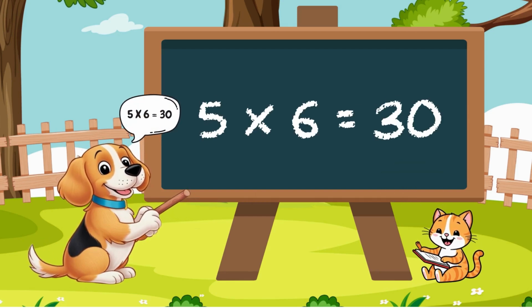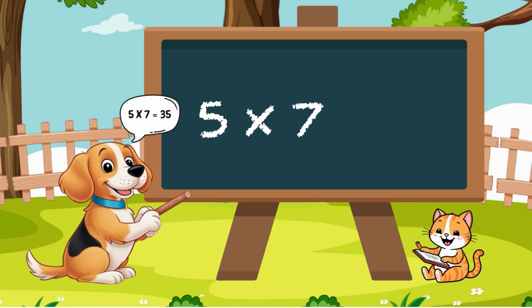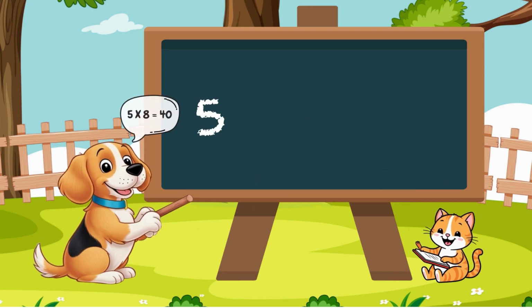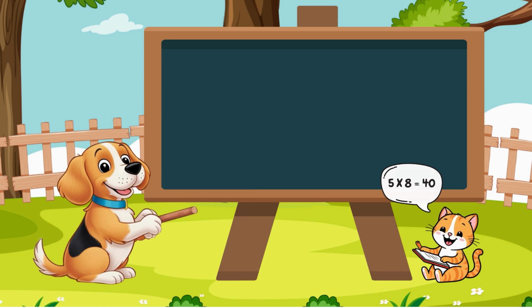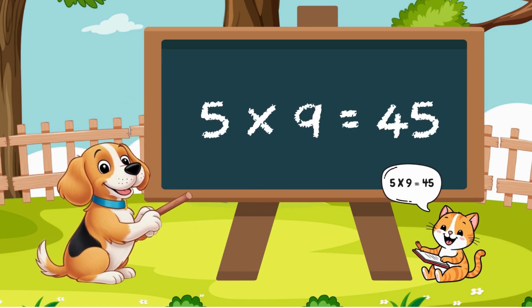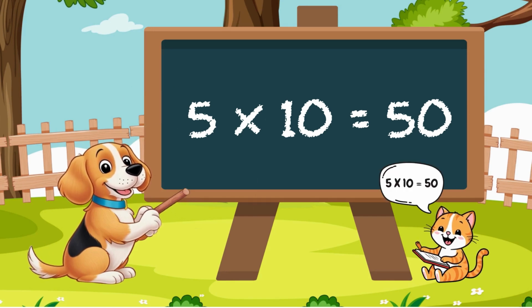Five sixes are 30. Five sevens are 35. Five eights are 40. Five nines are 45. Five tens are 50.